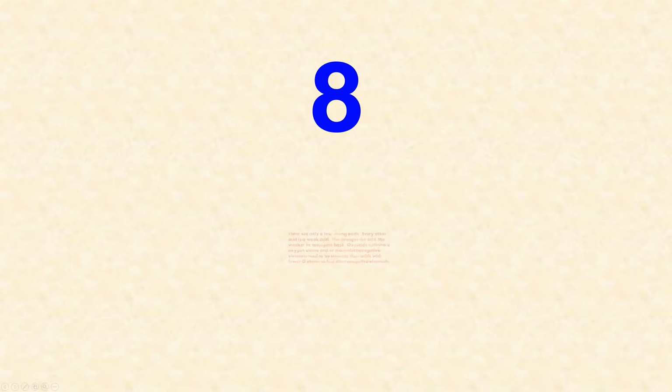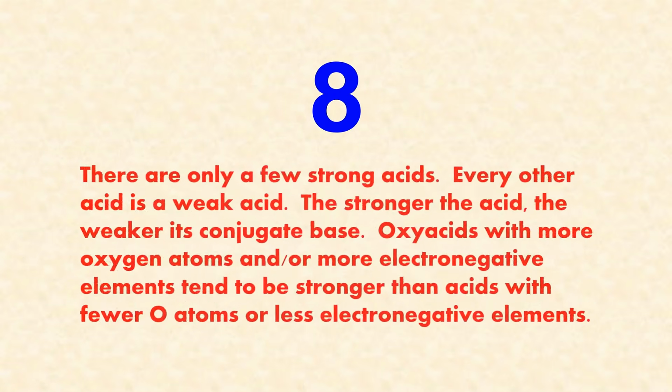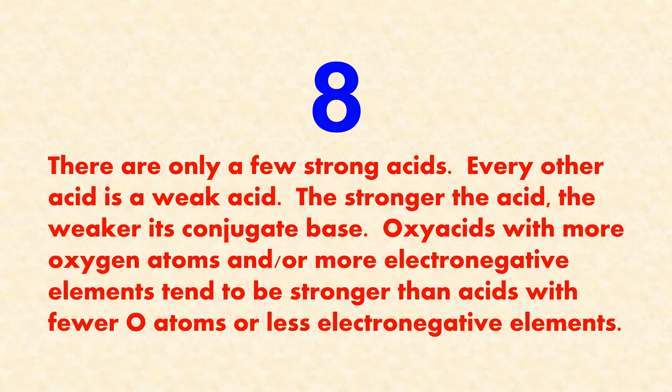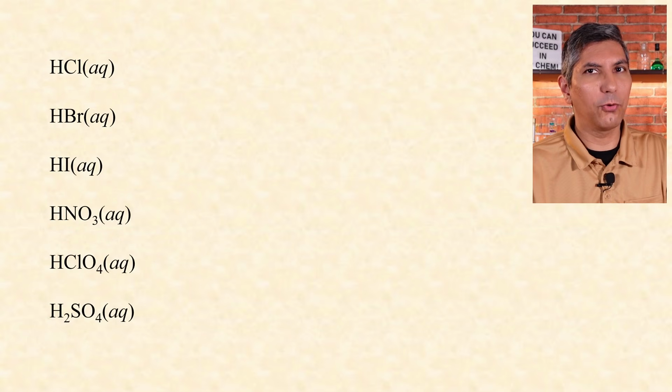Number 8. There are only a few strong acids. Every other acid is a weak acid. The stronger the acid, the weaker its conjugate base. Oxyacids with more oxygen atoms and or more electronegative elements tend to be stronger than acids with fewer oxygen atoms or less electronegative elements. For AP chemistry, you only have to know 6 strong acids, and here are their formulas.